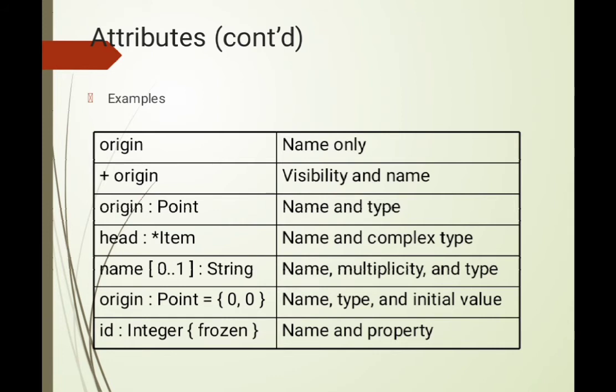Origin colon point are nothing but the name of the attribute with its data type. The next is head colon star items, where head is the attribute name, whereas the star symbol consists of a complex data type, in which name 0 to 1 means it consists of an attribute having multiplicity 0 or 1 with string as the data type. Next is origin colon point equal to 0,0. It means origin is an attribute name having the initial value point 0,0. And the last is id colon integer, that is frozen, which has the name and the property we have already seen.